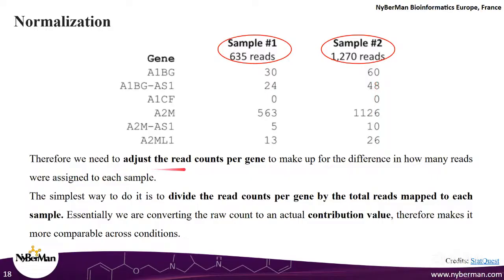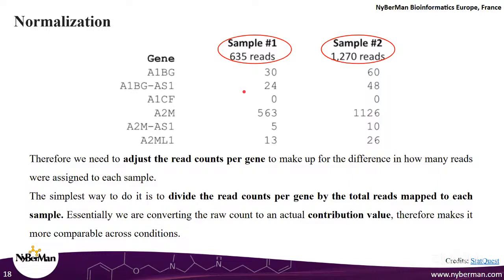So we need to adjust the read counts per gene to make up for the difference in how many reads were actually assigned to each sample. This sample had more reads assigned because there were high quality reads. This sample did not get as many reads because it had a lot of low quality reads, right?